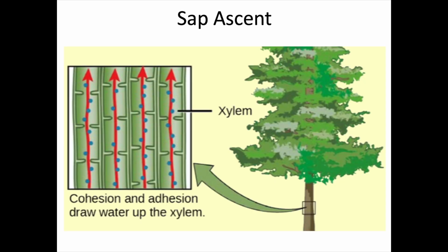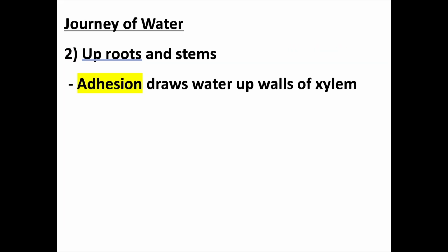And we learned about the vascular system earlier in this chapter. And it's just a series of tubes. And so, again, without having to spend any energy actively, water is going to be drawn up the walls of the xylem because of this process of adhesion. So up the roots and the stems, because adhesion draws water up the walls of the xylem. The key term's definition of adhesion is the attractive force of water molecules and other molecules. So water sticks to the walls of the xylem.